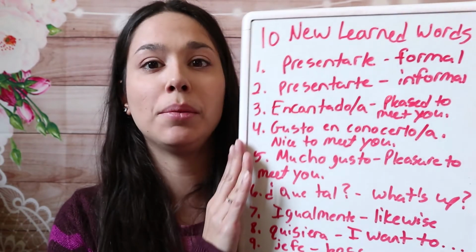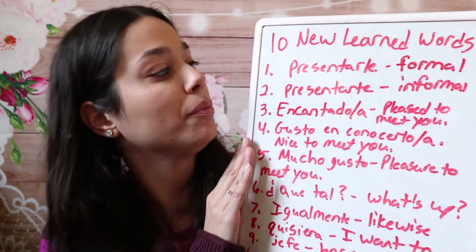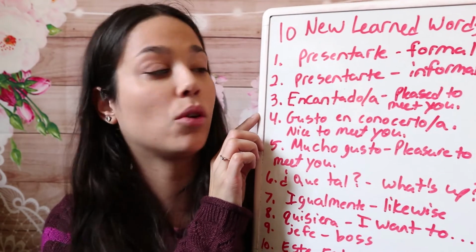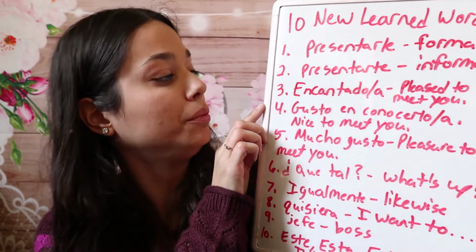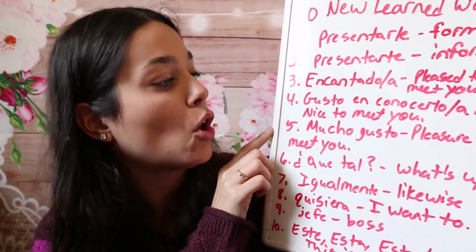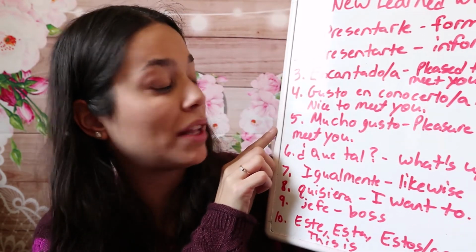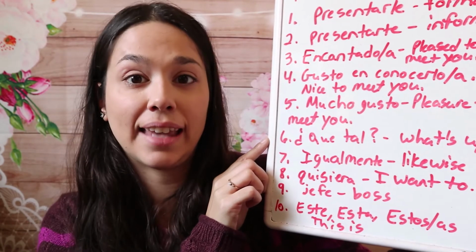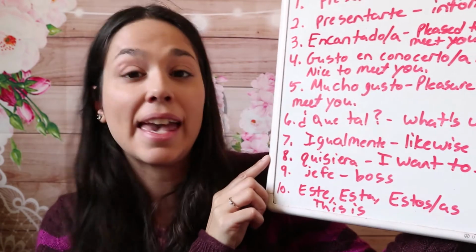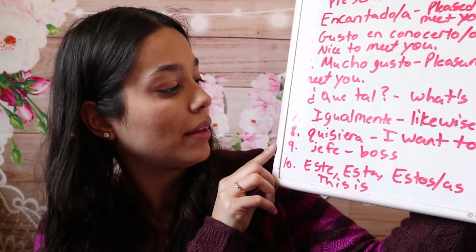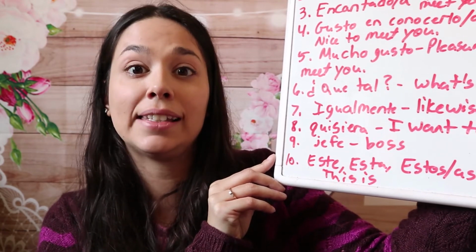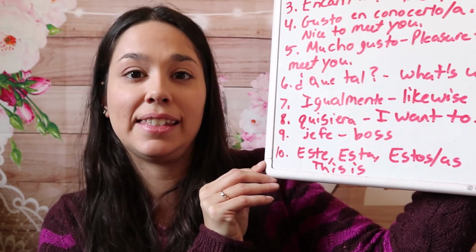Now let's review our 10 new learned words from today's lesson. So we have our first one, presentarle, which is formal. Presentarte, which is informal. Encantado or encantada, which means pleased to meet you. Gusto en conocerlo or conocerla, which means nice to meet you. Mucho gusto, which is pleasure to meet you. ¿Qué tal? Which means what's up. Igualmente, likewise. Quisiera, I want to. Jefe, boss. And este, esto, estas, or estos, which means this is.